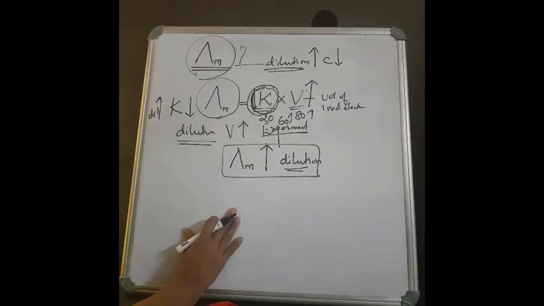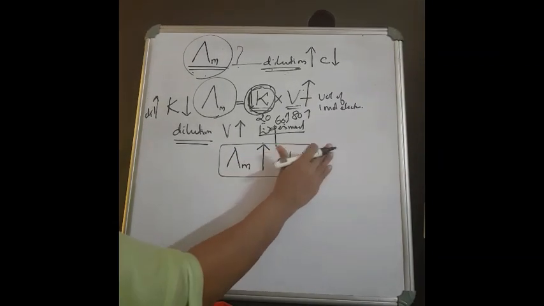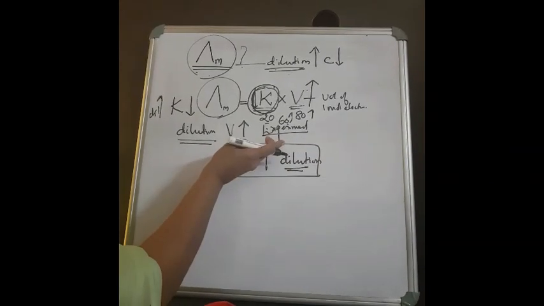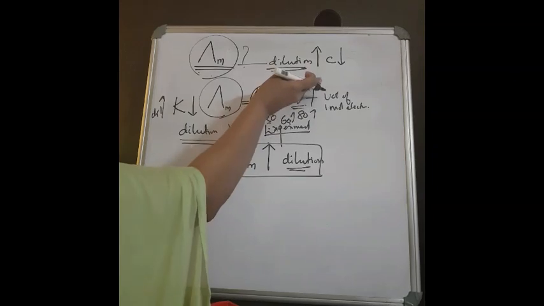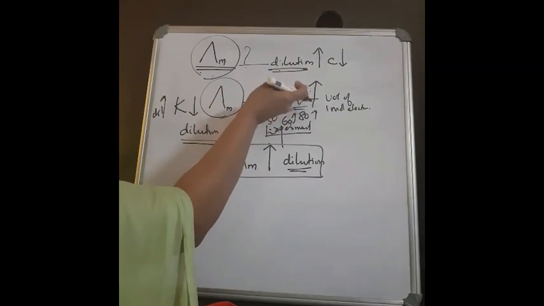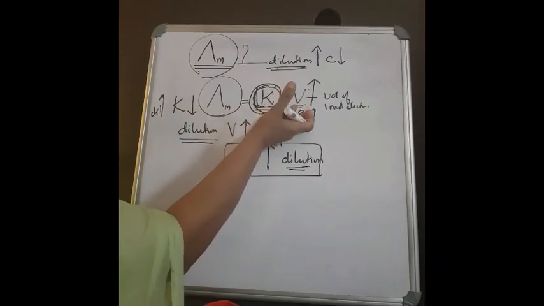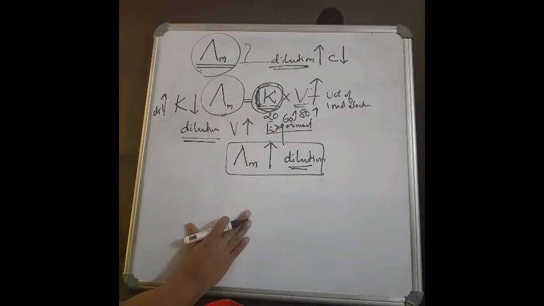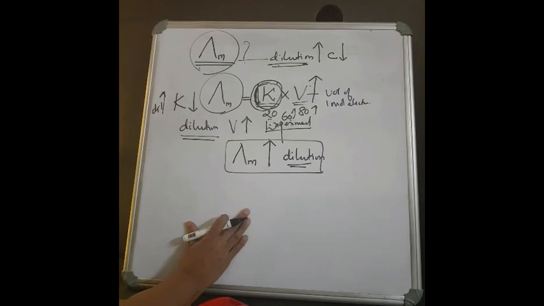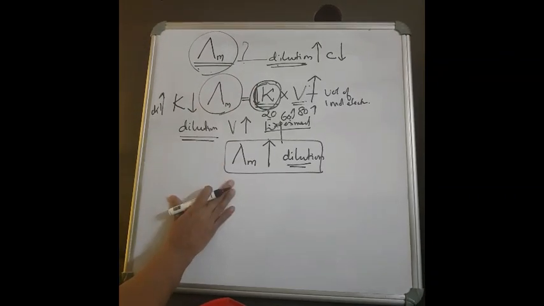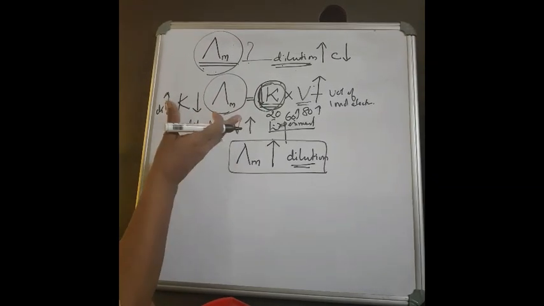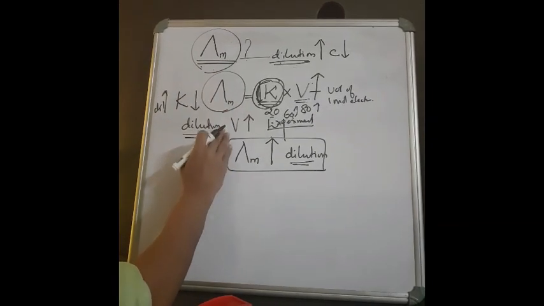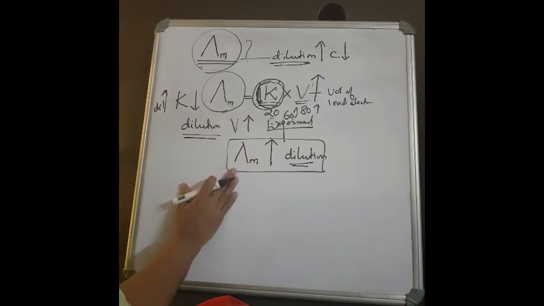You got the point? As the dilution increases or the concentration decreases, the molar conductivity increases. Why? Because the volume increases and that increase in the volume is more effective when considering the decrease in the conductivity of that solution. So these are the 3 variations on the effect of dilution on conductance, conductivity and molar conductivity.